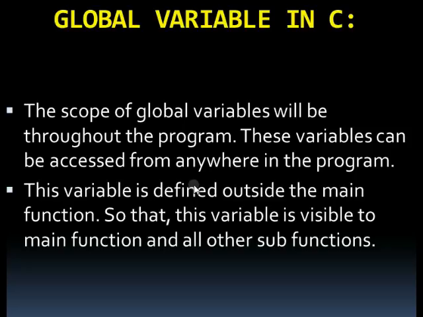Next, global variable. The life of a global variable will be throughout the program. So this variable can be accessed from anywhere in the program. This variable is defined outside the main function, so that it is visible to the main function and all other subprograms. So let's see an example. Open your Code::Blocks, we'll type a program.